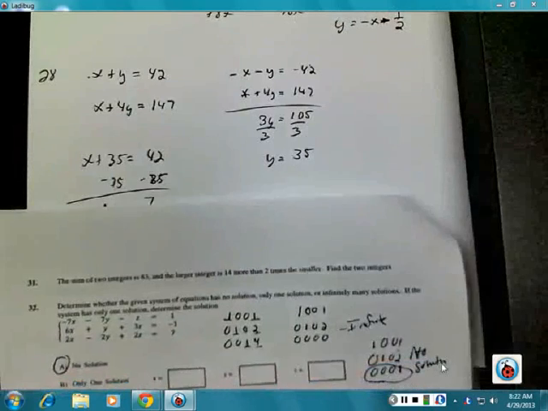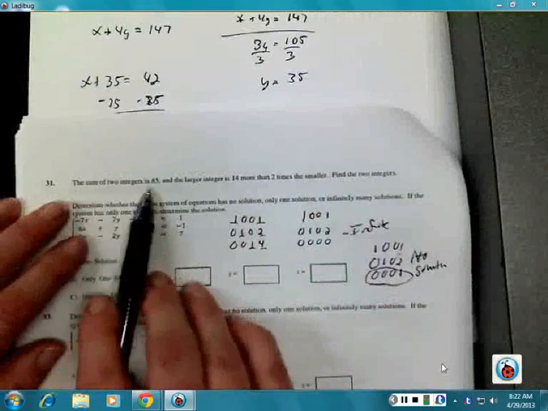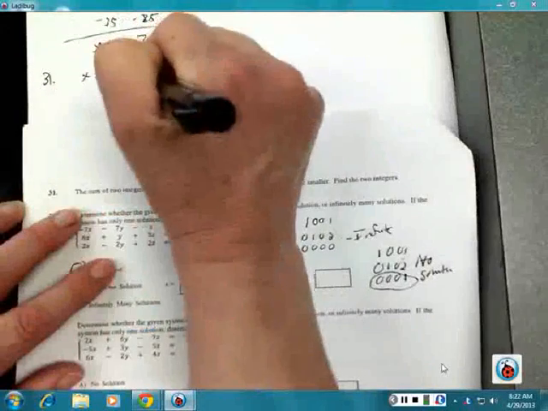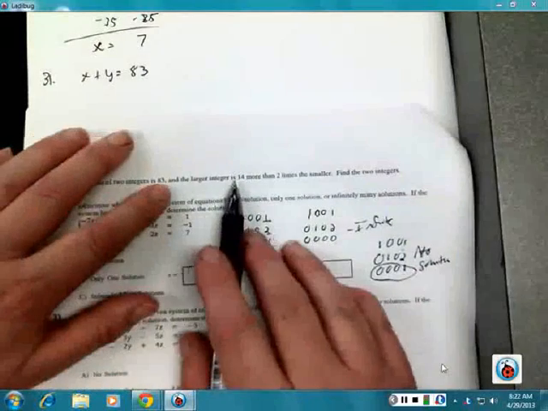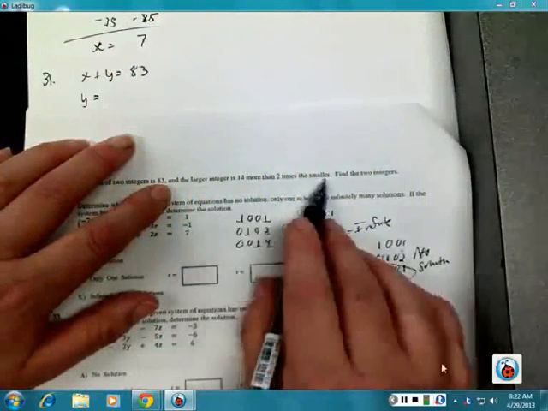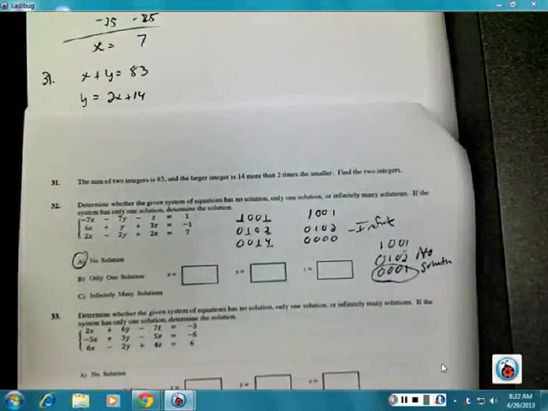So let me get 31 up here so we can see what it looks like. It says the sum of two integers is 83. So that means I have x plus y equals 83. And then it says the larger integer, so we're going to make y our larger integer, is, always means equals, 14 more than 2 times the smaller. So y equals 2x plus 14 will be my two equations. We okay with that part?